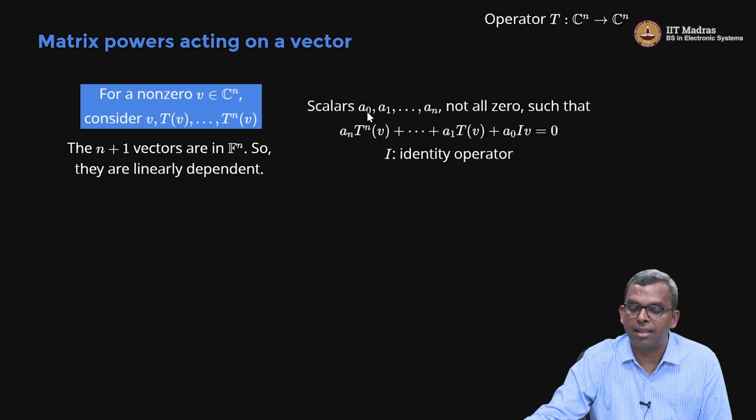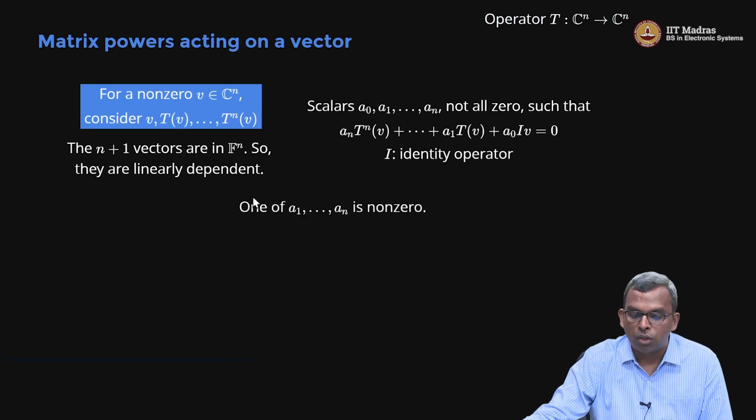It means there are scalars a0 to an, not all 0, such that an T power n v plus so on till a1 T of v plus a0 I v, I am just emphasizing the I here for completion, equals 0. I is the identity operator. So this equation is true. This almost looks like a polynomial, except you have these T power n's, T and all these operators floating around. These are not just variables. So the trick is to convert this into some sort of a polynomial equation.